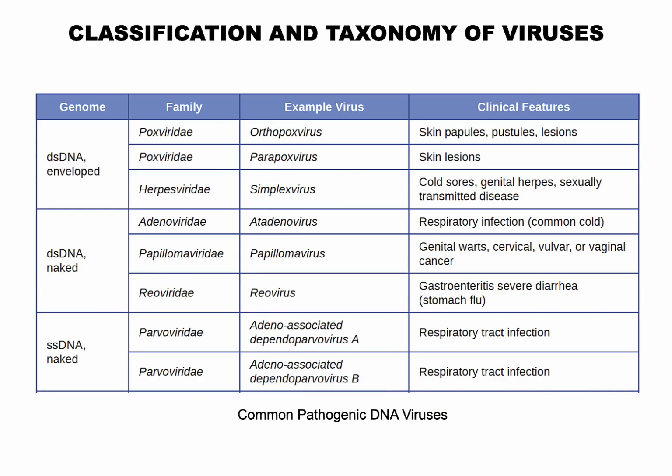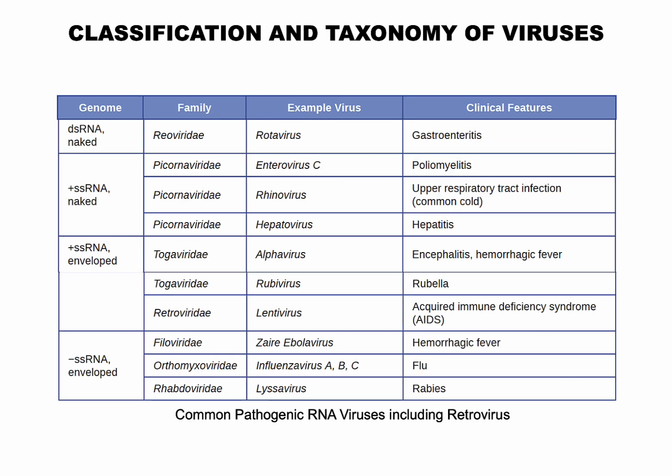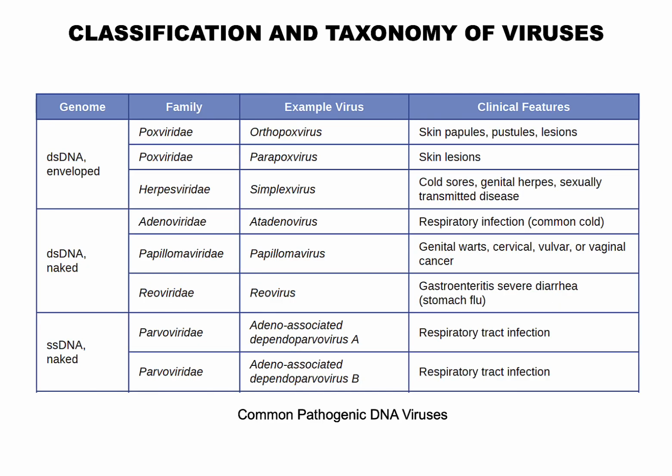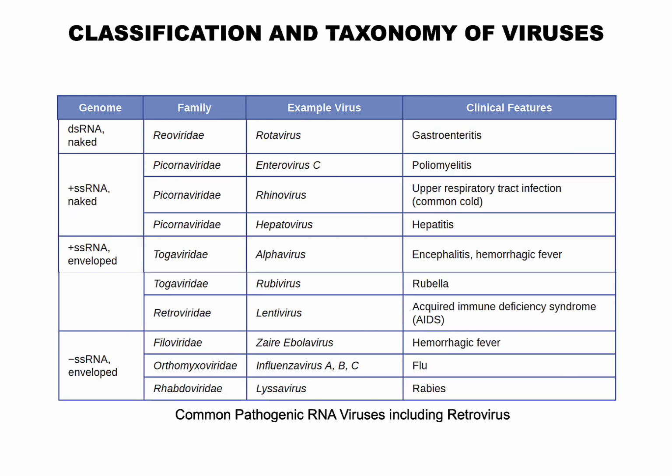This slide shows the classification and taxonomy of viruses based on their genome: double-stranded DNA enveloped, double-stranded DNA naked, single-stranded DNA naked, double-stranded RNA naked, plus single-stranded RNA naked, plus single-stranded RNA enveloped, and minus single-stranded RNA enveloped. So what is the difference between naked and enveloped?